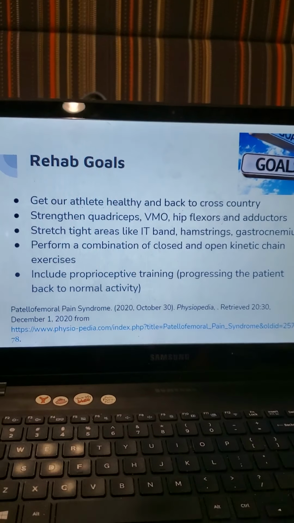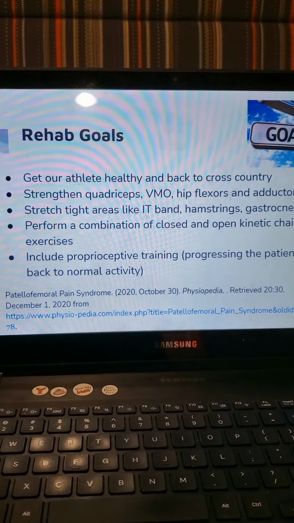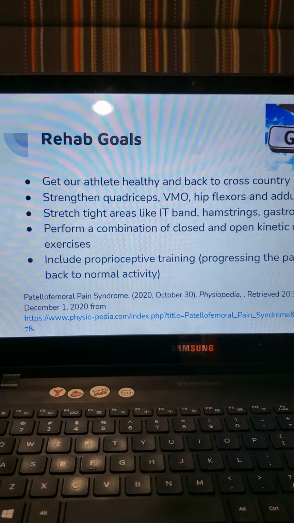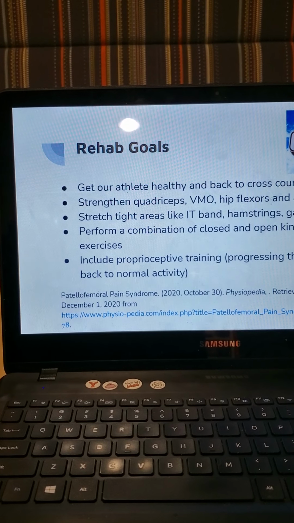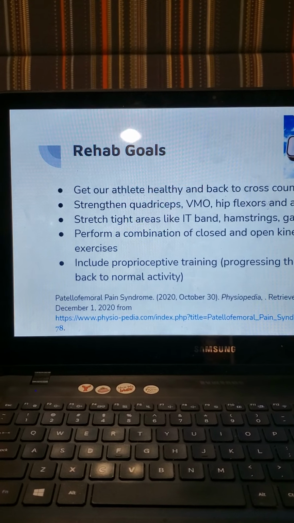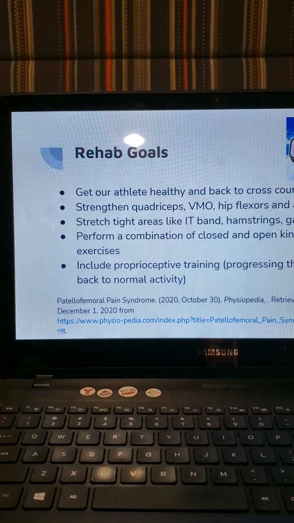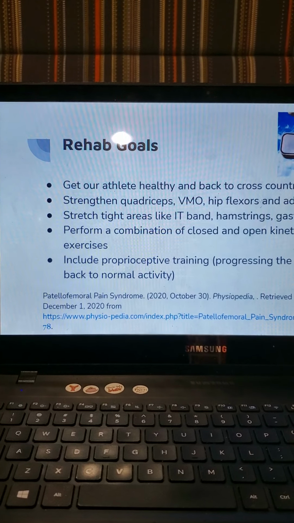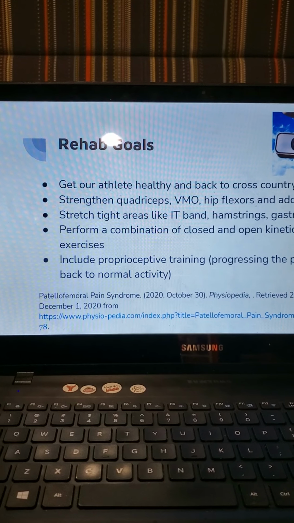So some rehab goals for our patient would be to get the athlete healthy and back to cross country, to strengthen her quadriceps and VMOs and her hip flexors and adductors, and stretch the tight areas like the IT band, the hamstrings, and the gastrocnemius muscles. Perform a combination of closed and open kinetic chain exercises, and overall include proprioceptive training, which is like the progressing of the patient back to normal activity.